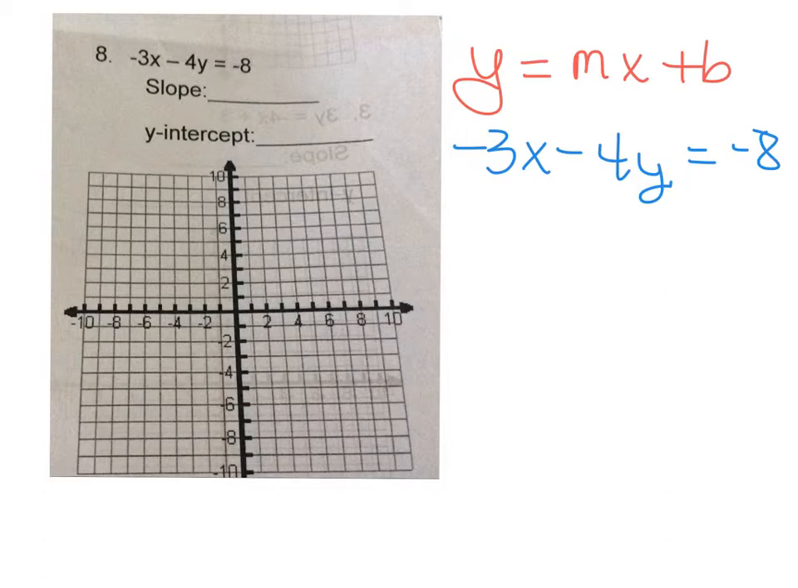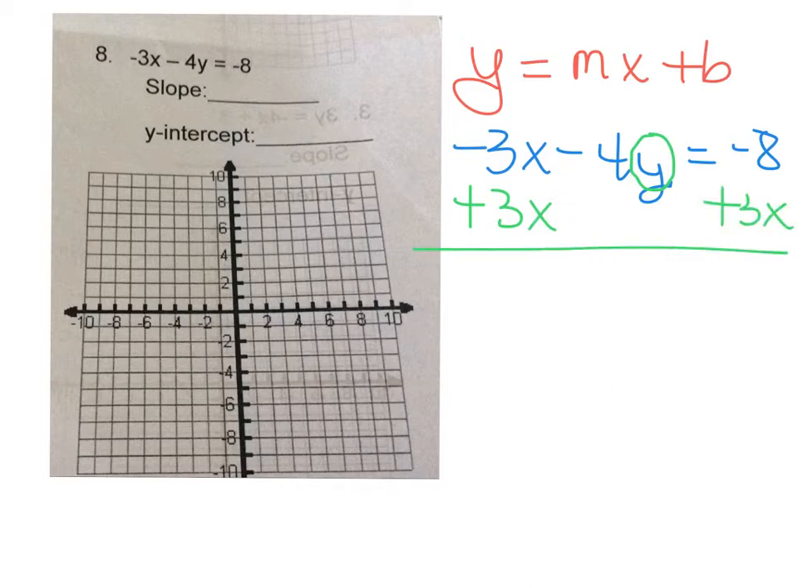So I want to think about how can I get this y by itself? And I can't touch the negative 4 yet. I need to get rid of the negative 3x first. So if it's a negative 3x, I'm going to add 3x to both sides. These cancel out, and I get negative 4y equals, and remember on the other problem previously we said we can't take negative 8 plus 3x, so I want to write it so it looks like the formula. So instead of writing negative 8 plus 3x, I'm going to write 3x minus 8.